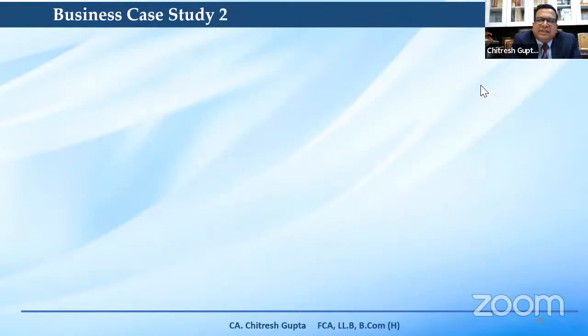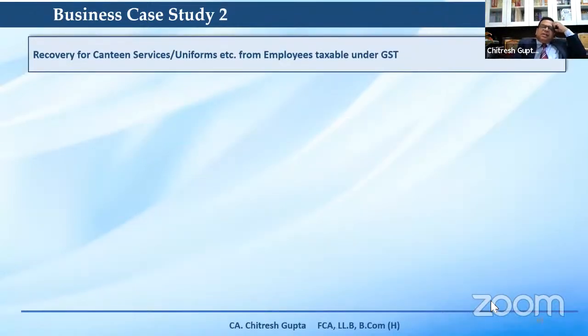Now let us discuss the second case study, which is also very important. Recovery of canteen services and uniform etc. from employees taxable under GST. Nowadays, what is happening? There are a lot of companies who have canteen facility at their factory, and they provide the uniform to their employees free of cost, and they also provide the canteen services either free of cost or at subsidized rates.